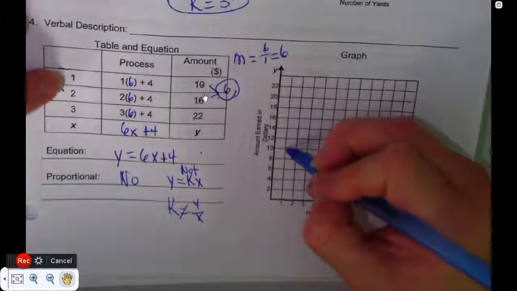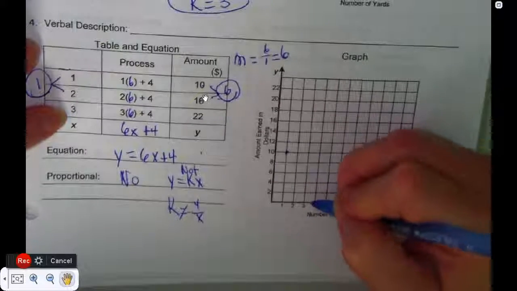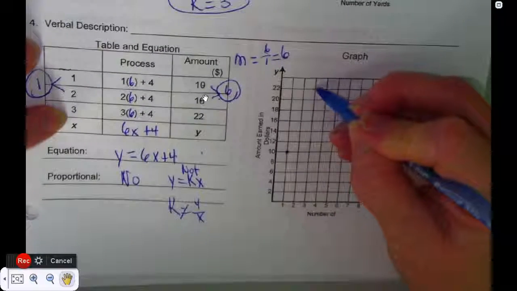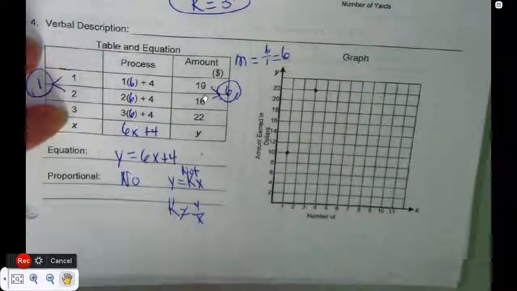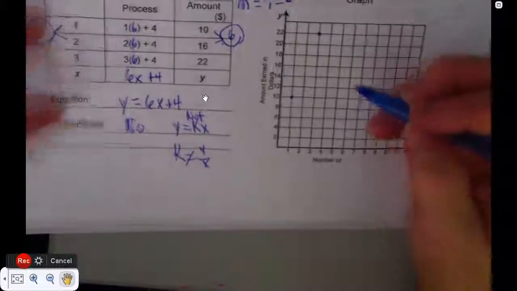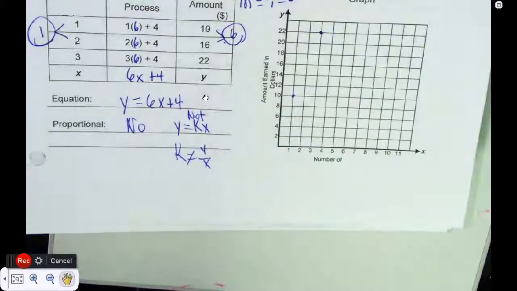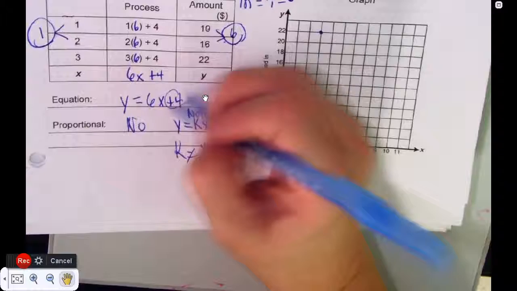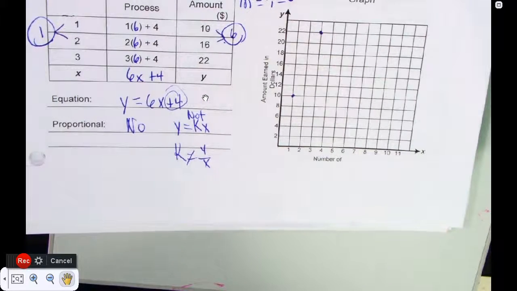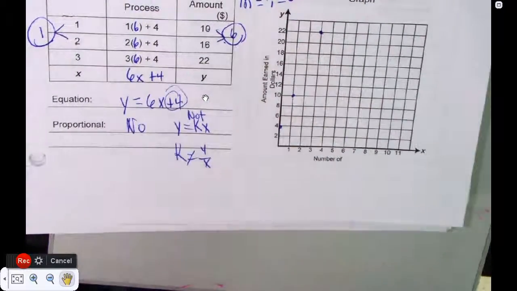Okay, so now we're going to go graph it. 1 is 10. 3, well, just a minute. 3 is 22. Now, what is the y-intercept? Everybody say it together. Why is it 4? How did Logan get 4 so quickly? It's plus 4. Right there, guys. Everybody's hand should have gone up. So 0 is 4.